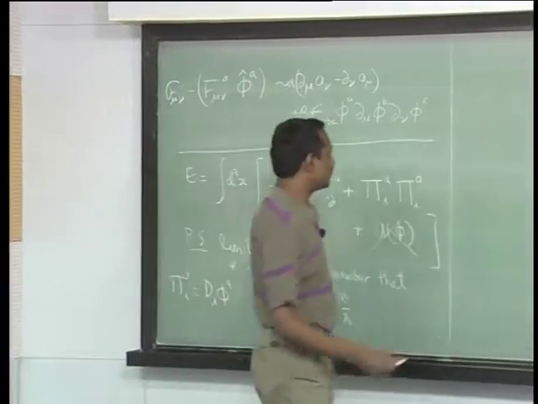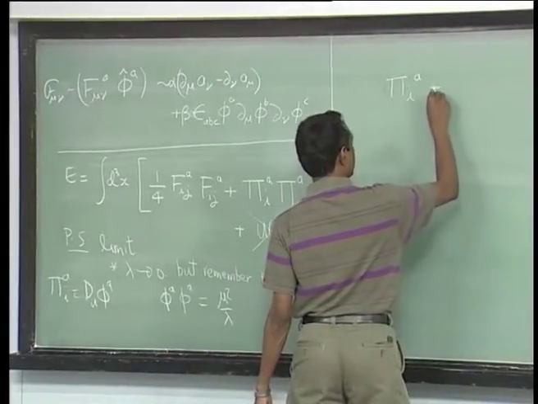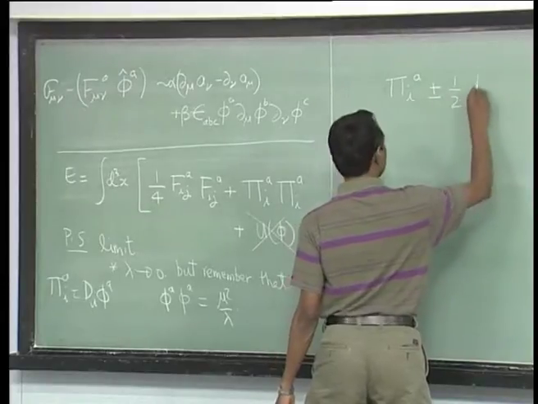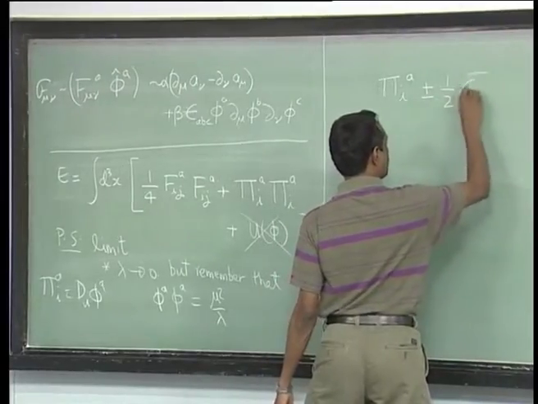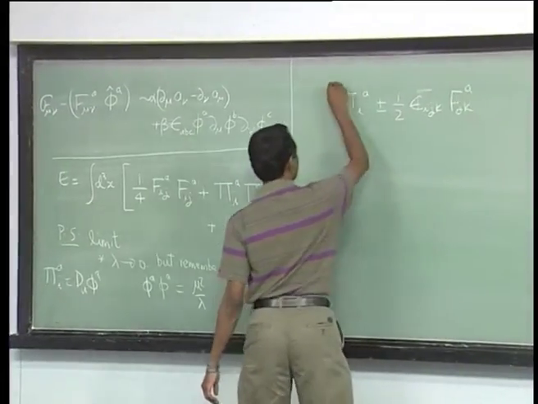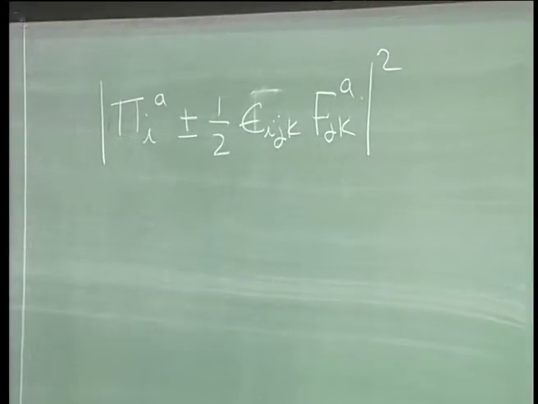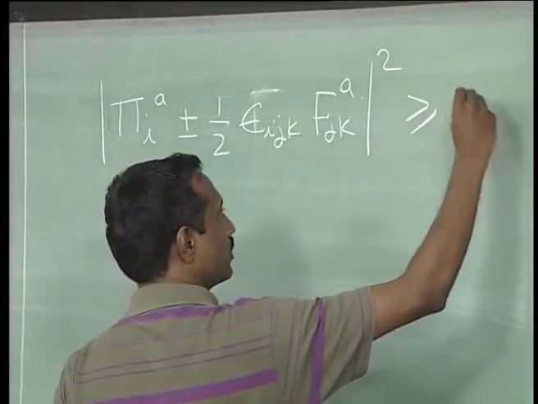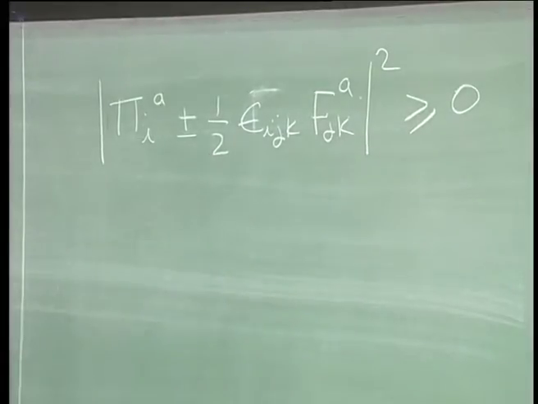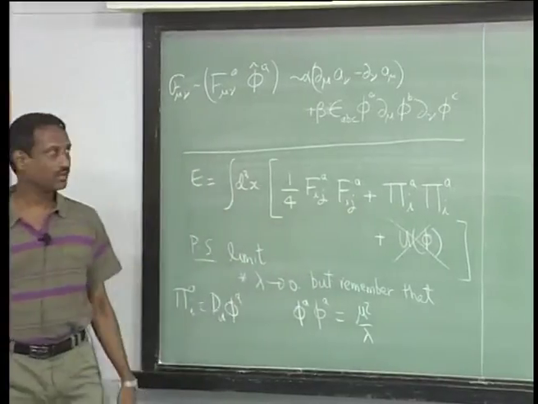We are going to look at an energy density which does not have this thing. So, to look at that, what I will do is consider the following quantity: Pi_i^a plus or minus half epsilon_ijk F_jk^a, mod squared. By this I mean just taking the square of it and summing over all a. This quantity is greater than or equal to 0. This is not yet this, but we will expand it and we will get two terms which are exactly this.